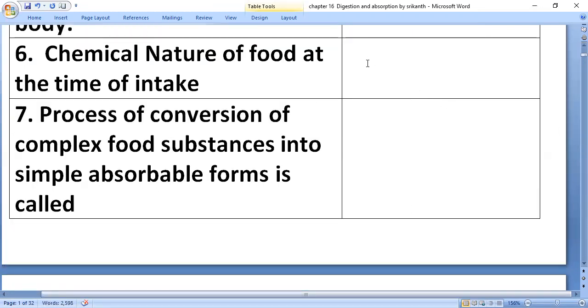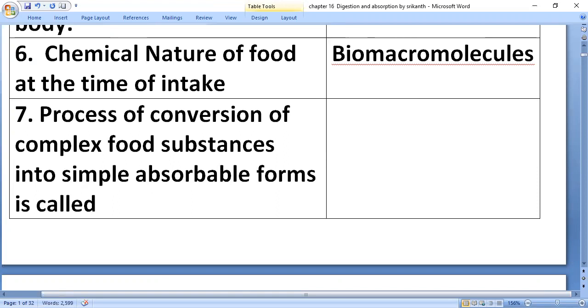Question number 6. Chemical nature of the food at the time of intake: biomacromolecules.